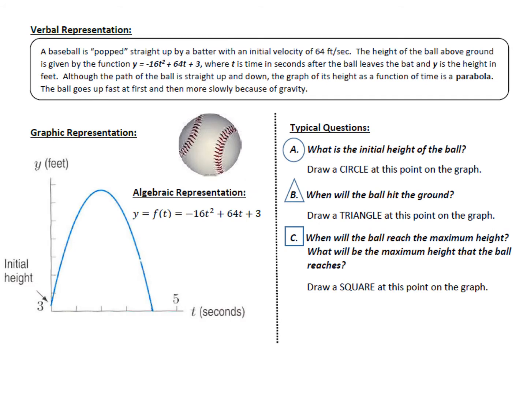All right, so I think I mentioned talking about a baseball. In this example, it says a baseball is popped straight up by a batter with initial velocity of 64 feet per second. The height of the ball above ground is given by the function y equals negative 16t squared plus 64t plus 3, where t is time in seconds after the ball leaves the bat, and y is the height in feet. Although the path of the ball is straight up and straight down, the graph of its height as a function of time is a parabola. The ball goes up fast at first and then more slowly because of gravity.